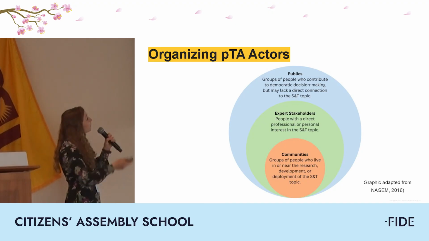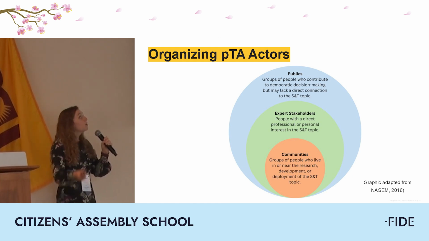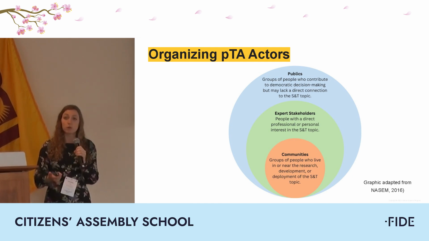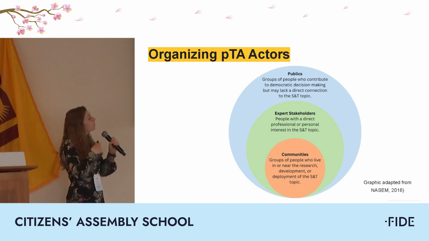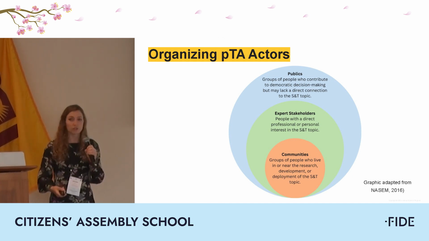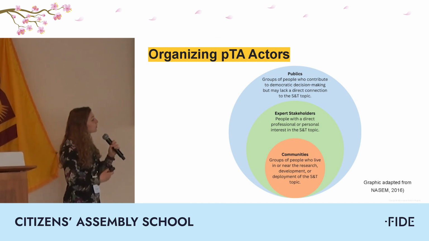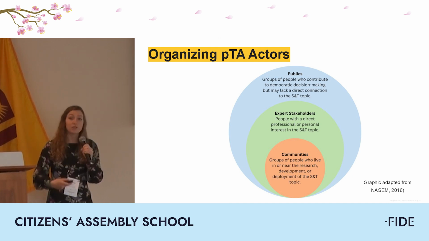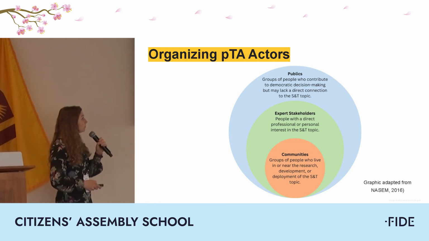So at large, we have publics, which are groups of people who contribute to democratic decision-making but may lack direct connection to the science and technology issue we're deliberating about. Then we have expert stakeholders, which are people with direct professional or personal interest in the S&T topic. And then finally, communities, which are groups of people who live in or near the research, development, or deployment of science and technology topics that we're discussing in our PTA.